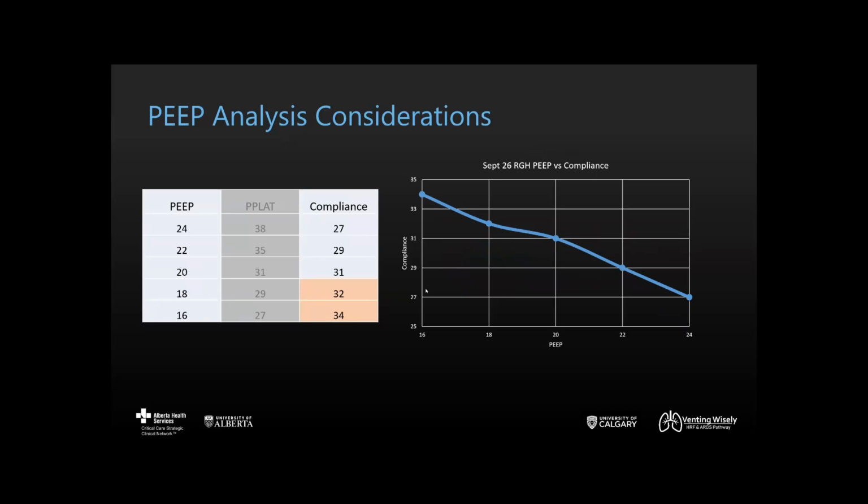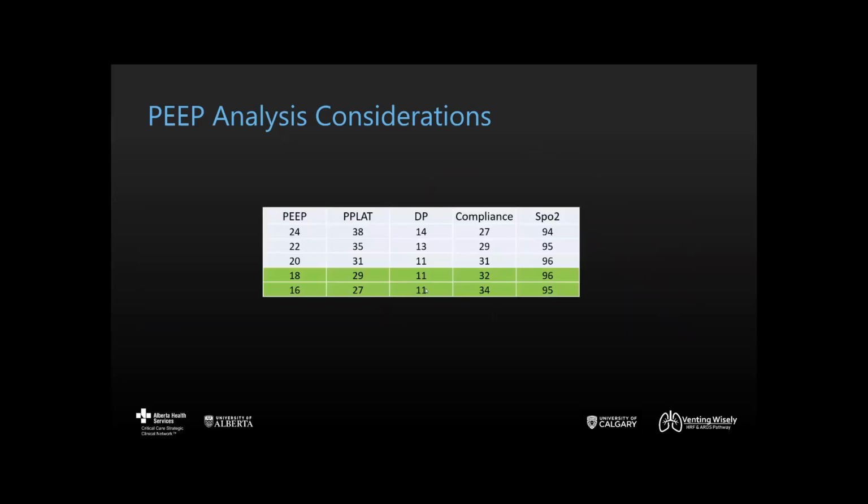And compliance. If we visually compare PEEP to compliance, we can see that the best compliance occurs at PEEPs of 18 to 16. The consideration is that your selected PEEP level should be within 10% of the highest observed compliance value, and this would include the PEEP ranges of 18 to 16.